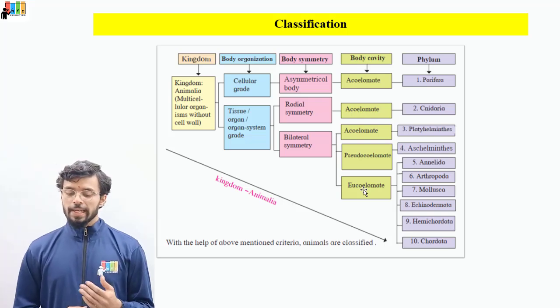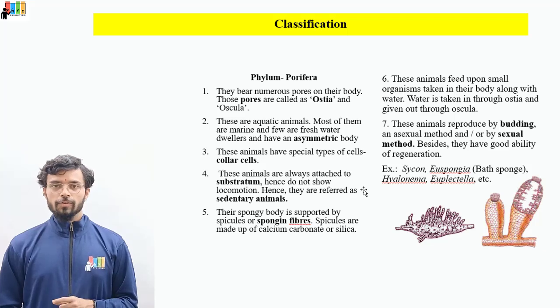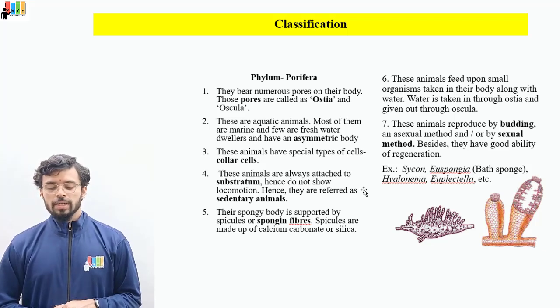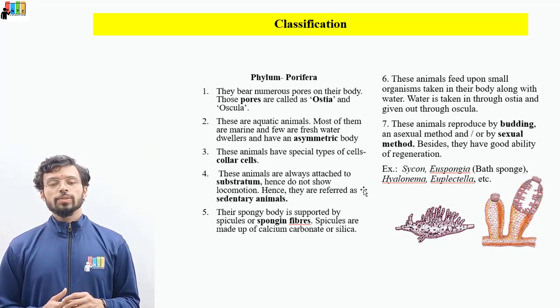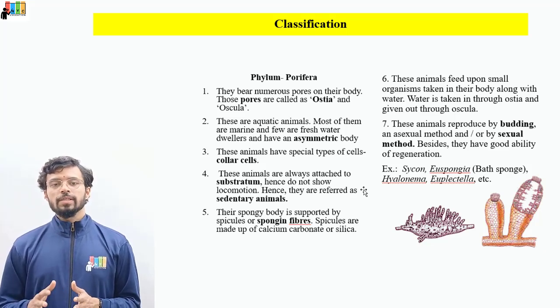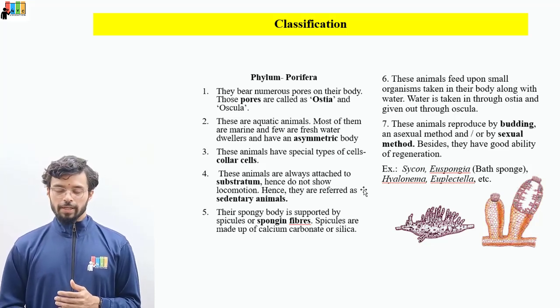So with this, let us begin with the first phyla of your non-chordates, that is Porifera. So what are Poriferans? They bear numerous pores in their body which are known as oscula, or they are also known as ostia, and most of them are aquatic forms, freshwater and saltwater as well, and they have an asymmetric body pattern.